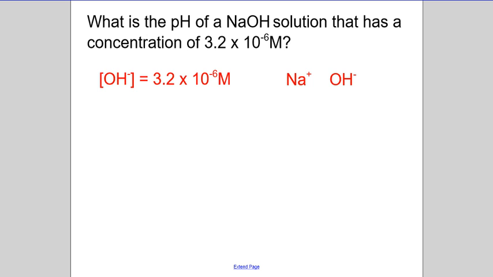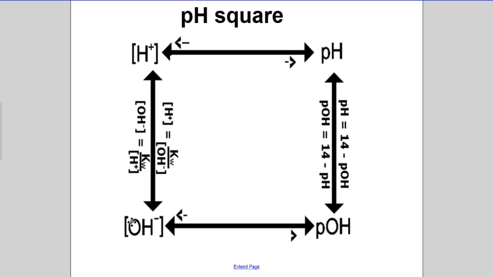But let's look at what we know. When NaOH breaks up, we get Na plus and OH, so we get this one OH. That means that the concentration of this whole thing is the concentration of OH. Since there's one OH that breaks off for every one of these, there's 3.2 times 10 to the negative 6th of these things in this solution. That gives us our starting concentration. Just bouncing back to be clear, now we know what this value is, so now we can go this way around or this way around.